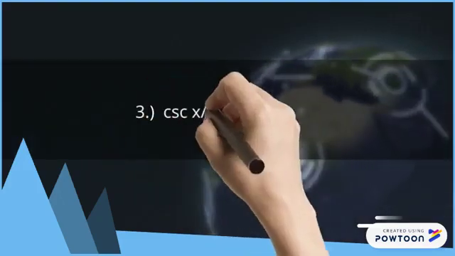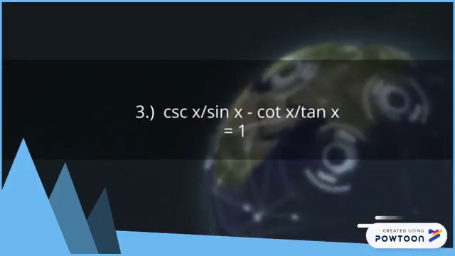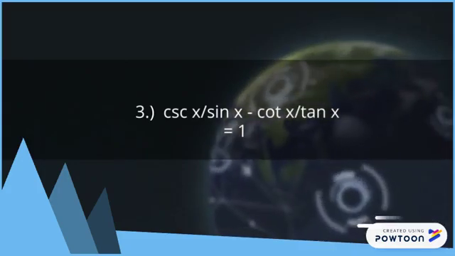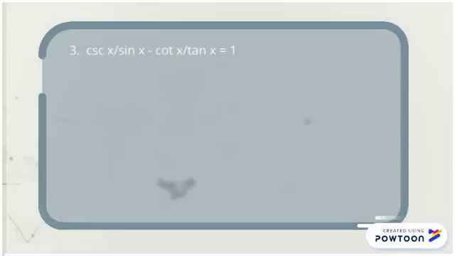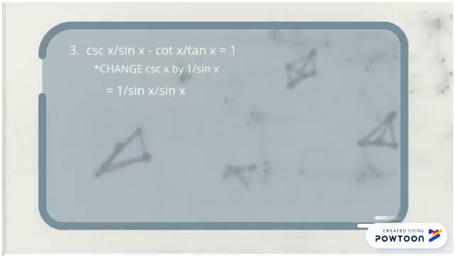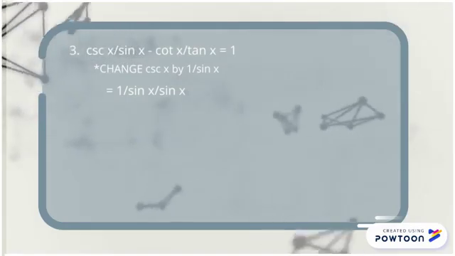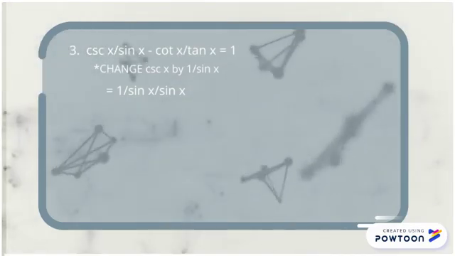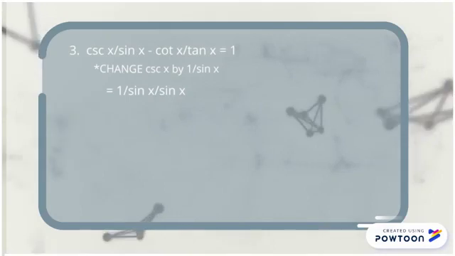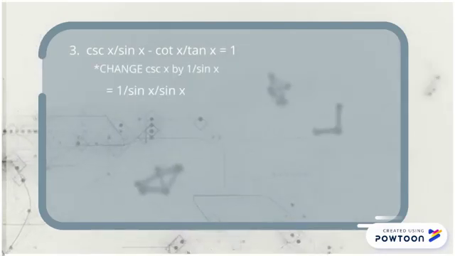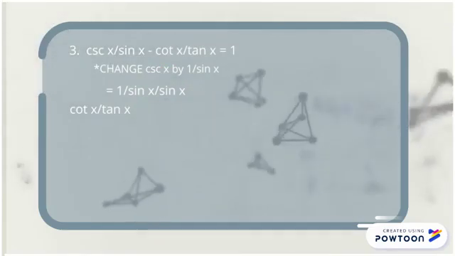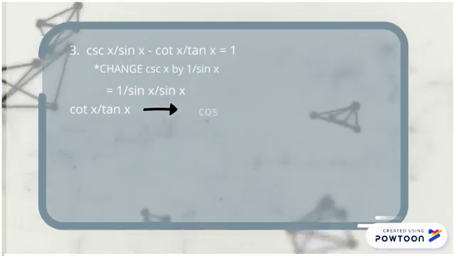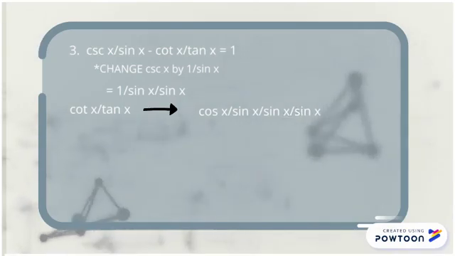For our third example, we have cosecant x over sine x minus cotangent x over tangent x, and is equal to 1. First, we'll change cosecant x to 1 over sine x, and that makes our first term 1 over sine x all over sine x. Then, we will also convert cotangent x over tangent x to the ratio identities, which will make them cosine x over sine x all over sine x over sine.